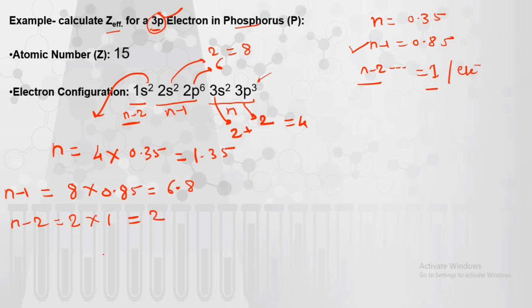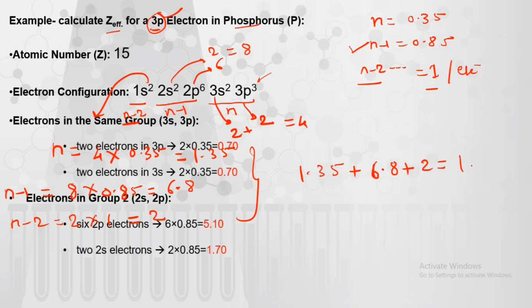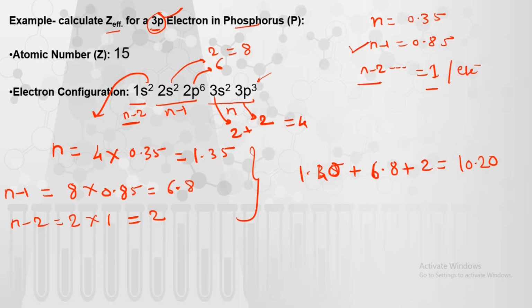That's why it is 2. If you calculate it, that is 1.35 plus 6.8 plus 2, it comes around 10.20. Okay. So this is S, or sigma you can say. That's why the formula is Z effective is equal to Z minus sigma.